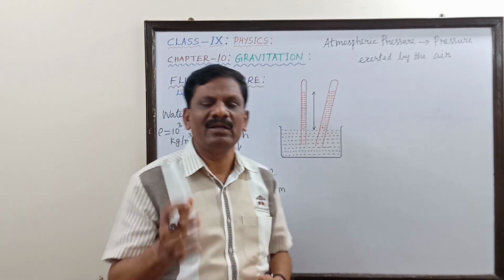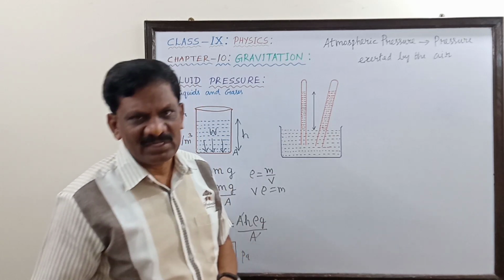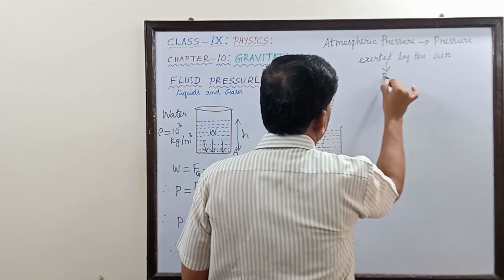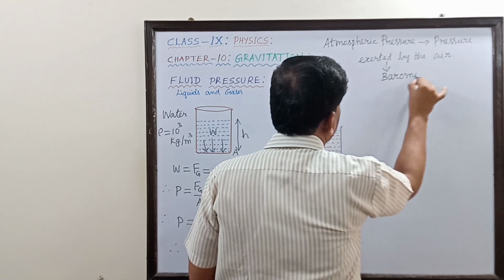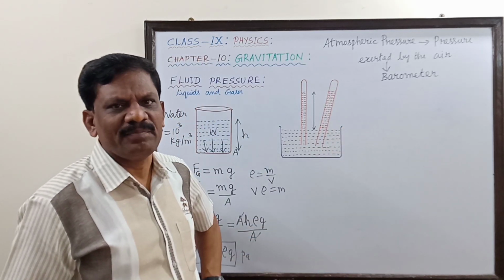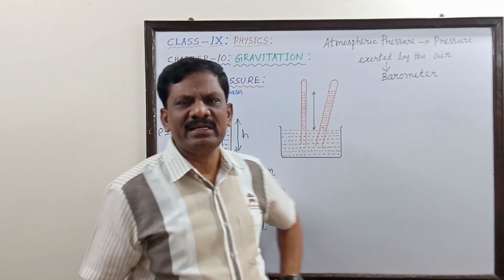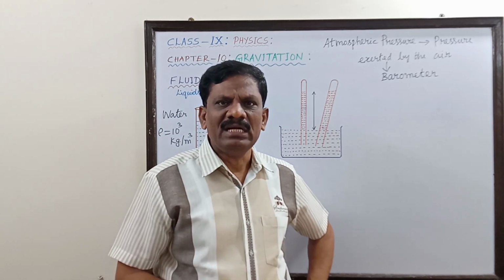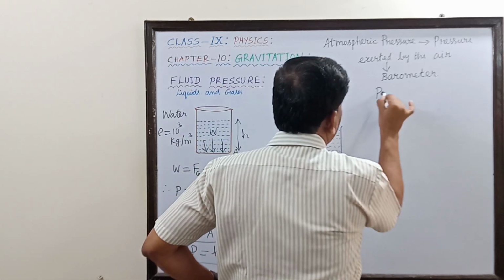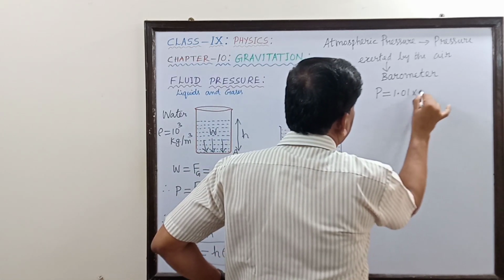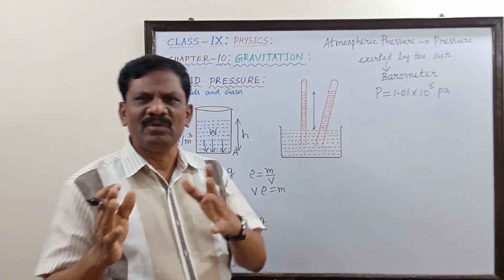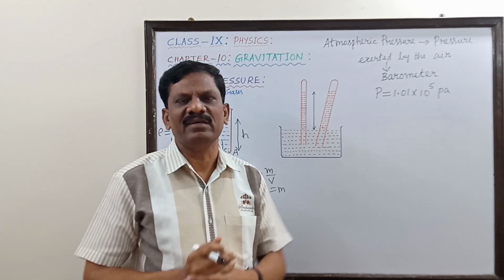Like that, the air also exerts pressure, that is called atmospheric pressure. And it can be measured by an instrument which is called a barometer. So a barometer is an instrument which is used to measure the atmospheric pressure. Now in all the mathematical calculations in physics and chemistry, the atmospheric pressure at sea level is taken to be P equal to 1.01 × 10^5 Pascal. This is the standard value of atmospheric pressure exerted by the air at sea level.